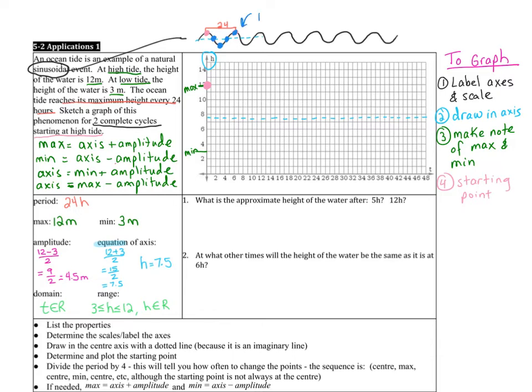So those are called our key points. And they change 4 times per cycle. So the fifth thing you're going to do is you're going to find out how often the key points change.